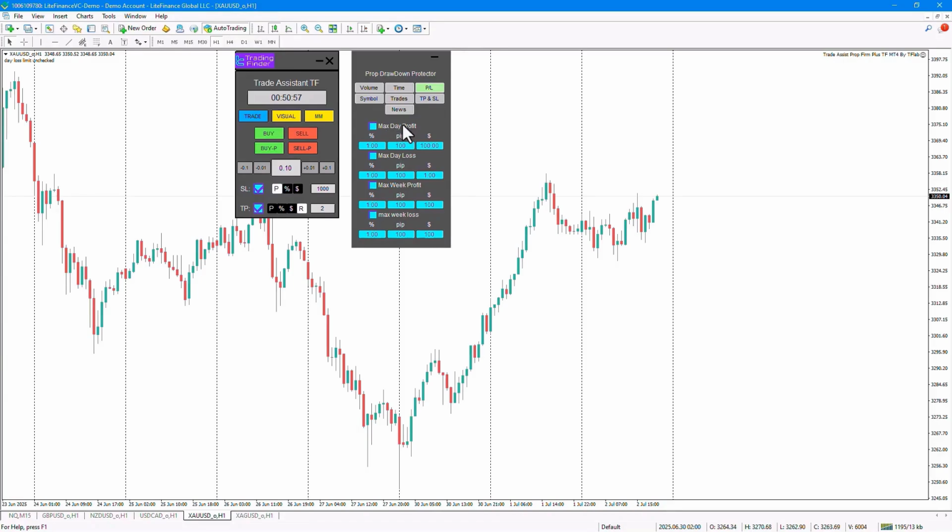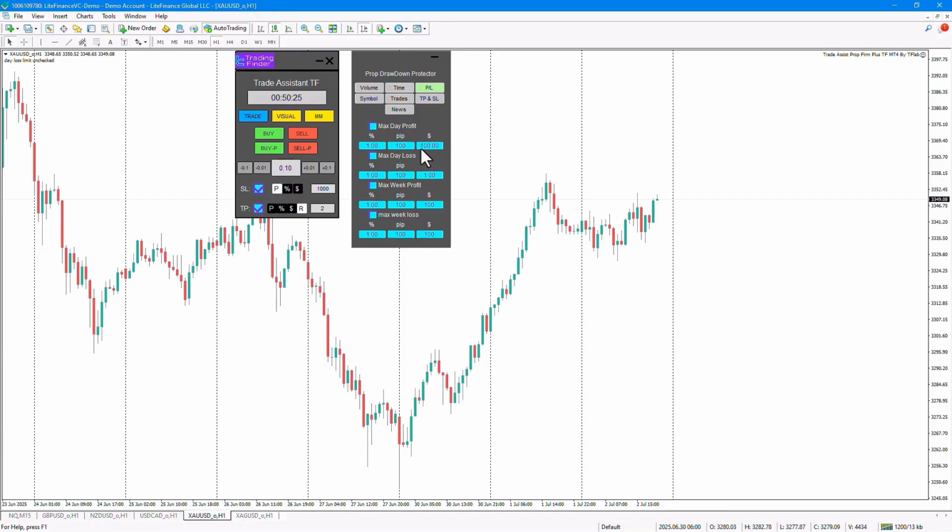The next mode is the point mode, which here is set to 100 points by default. If the price moves by the amount we've set in this section, a restriction will be applied to our trades. And the third mode is the dollar mode, where we can specify the desired dollar amount in this section. And if our account reaches the dollar amount we've set here, the restriction will be applied to us.